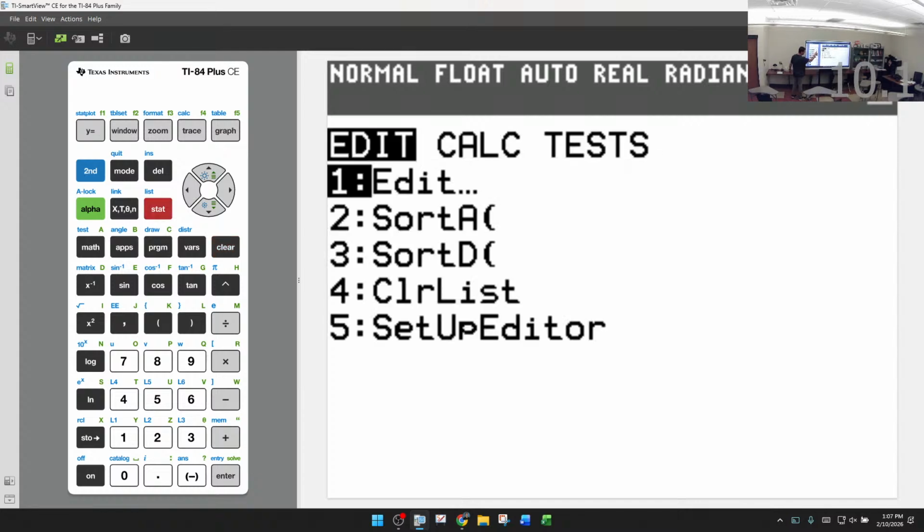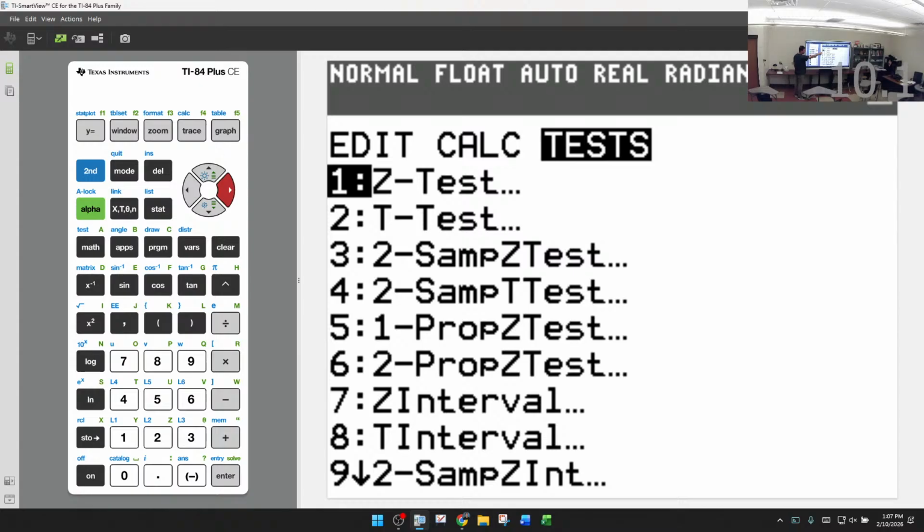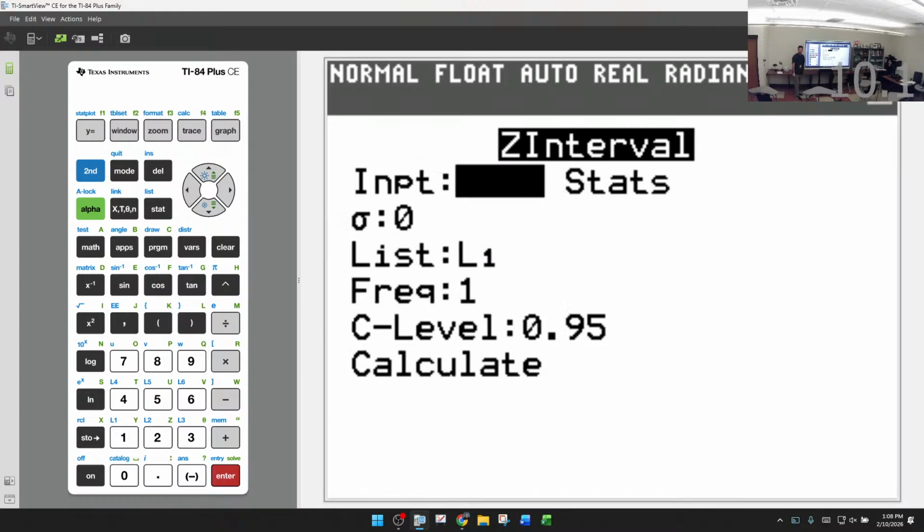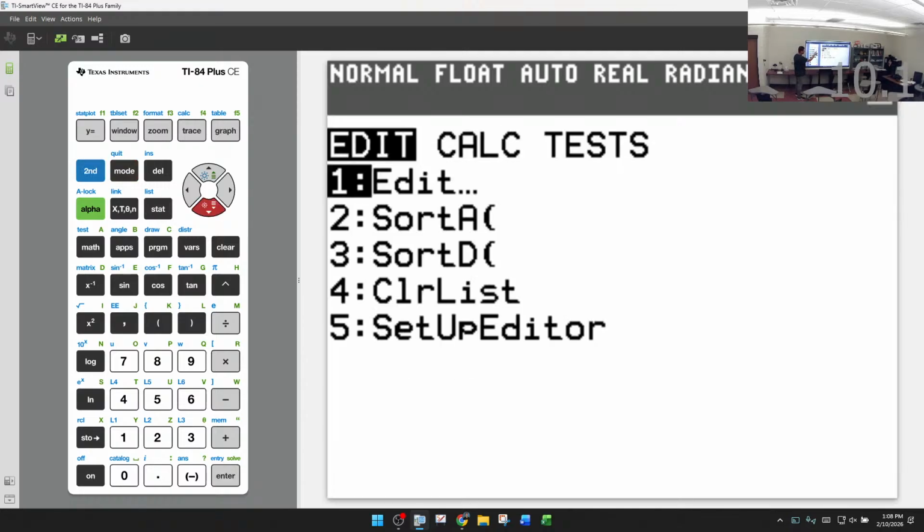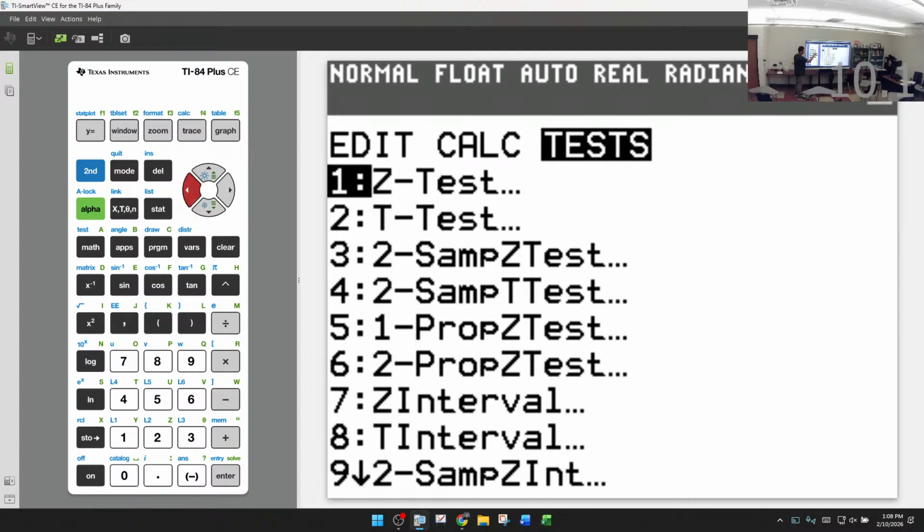Stat, tests. Don't use Z interval. Let me show you. It asks for sigma. I don't know sigma, so don't use it. Go over here. T interval. It doesn't say one sample, it doesn't say means. You have to write that down.